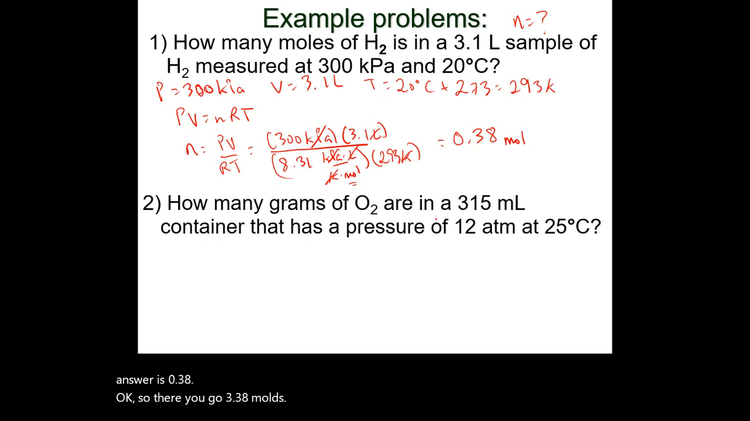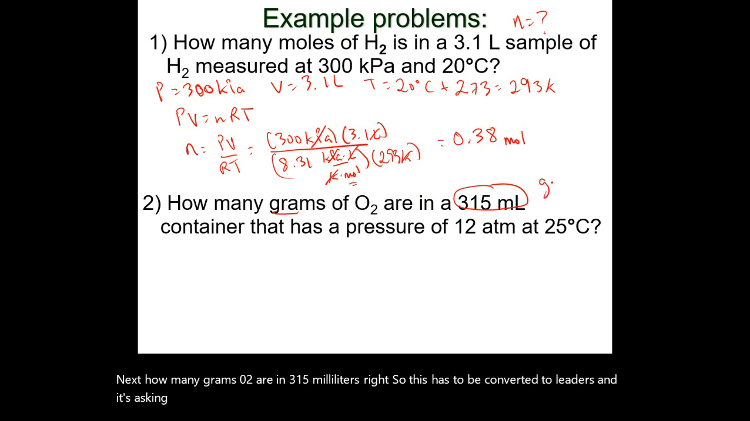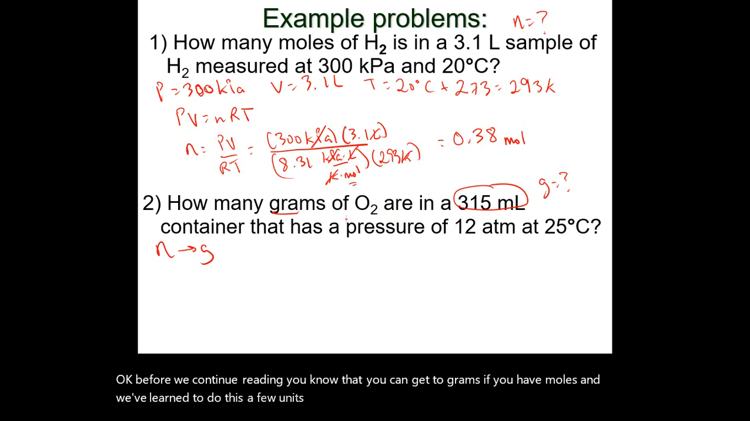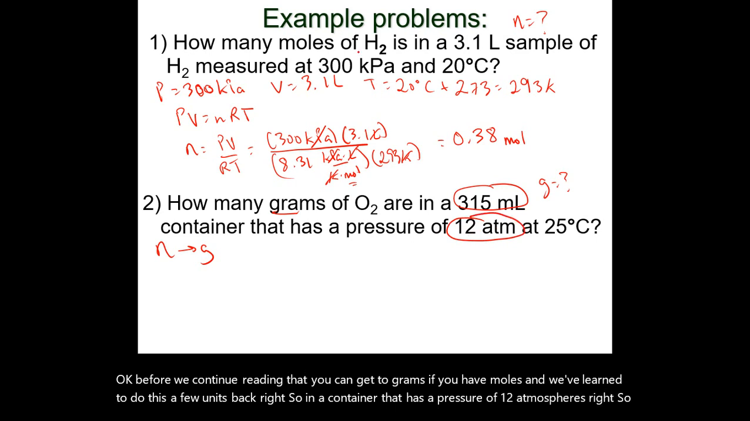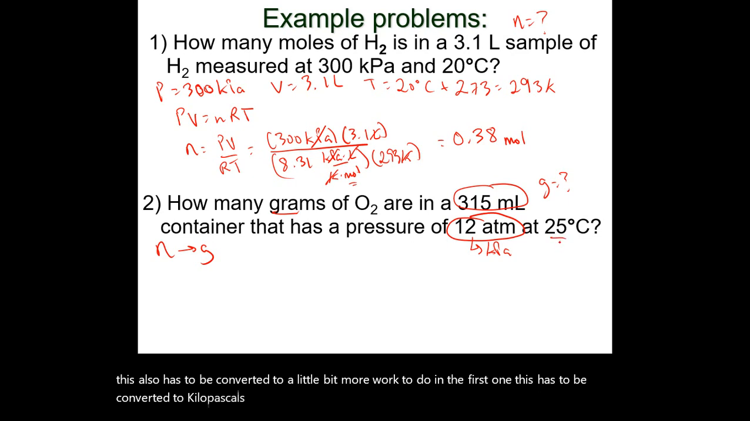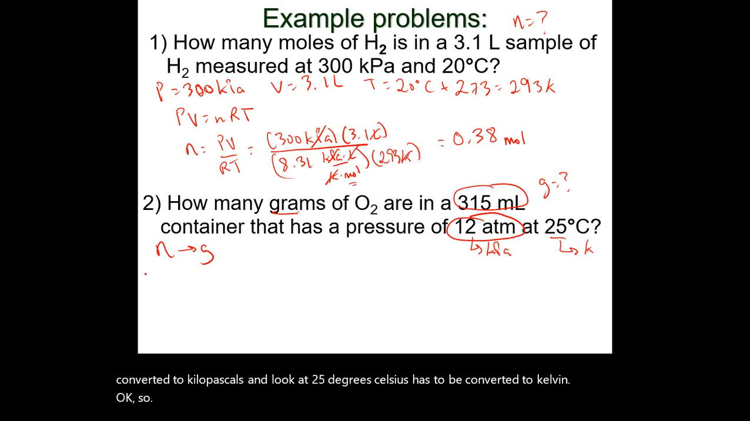Next, how many grams of O2 are in 315 milliliters? So this has to be converted to liters, and it's asking us for grams. Before we continue reading, you know that you can get to grams if you have moles, and we've learned to do this a few units back. So in a container that has a pressure of 12 atmospheres, this also has to be converted, so a little bit more work to do than the first one. This has to be converted to kilopascals, and look, 25 degrees Celsius has to be converted to Kelvin. So we're going to jump into these conversions right away.